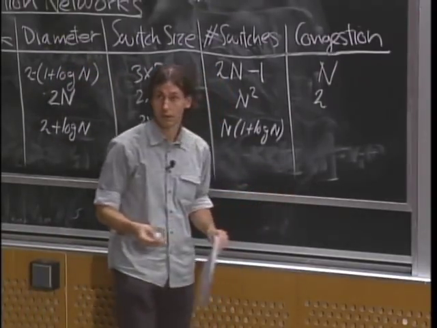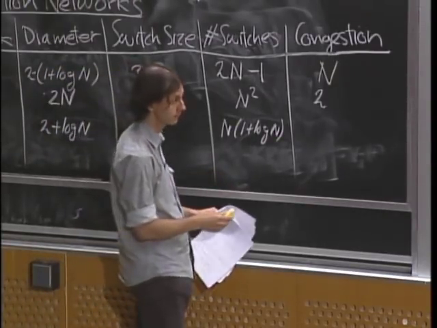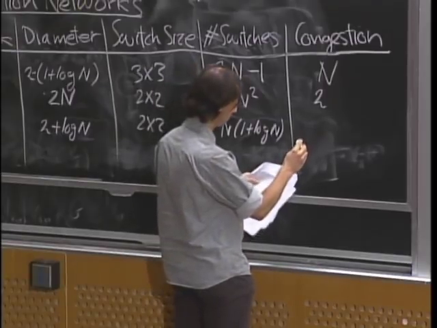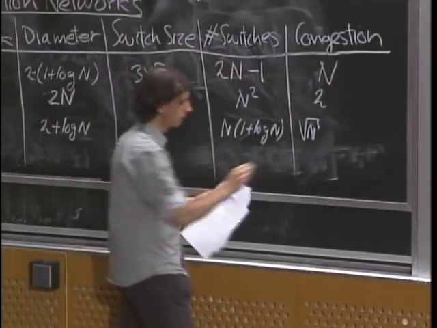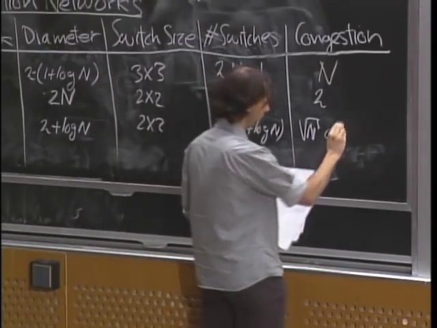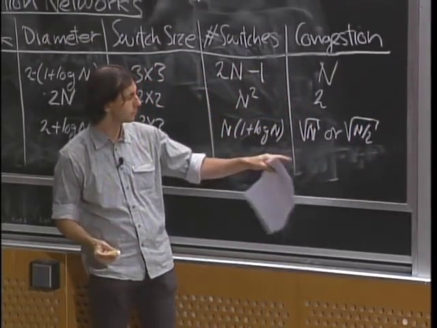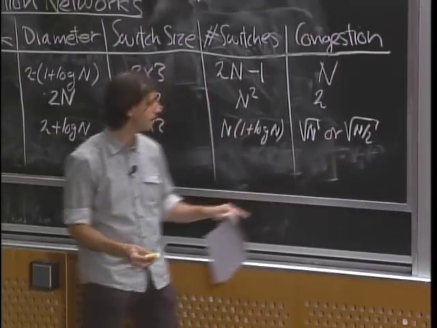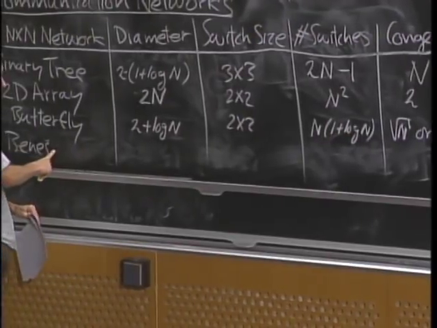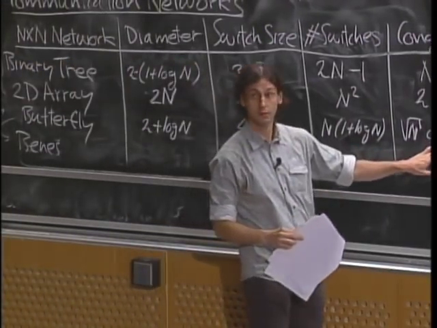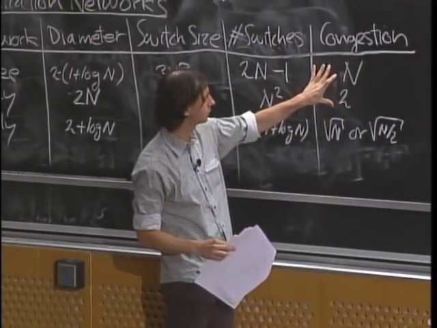For the congestion, we're not going to talk about it here, but you have a problem set assignment that will ask you to solve this. The congestion is actually the square root of n, or it's equal to the square root of n over 2, depending on whether n is an even power or an odd power. Now, we're not going to prove that here, because we want to step forward to this particular network. It's very exciting. And you will prove this in your problem set. So this one is somewhere in between these two extremes.